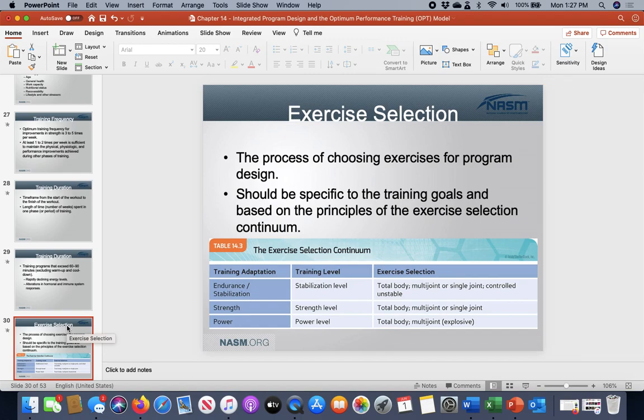It could be a total body routine. It could be split up. It could be multi or single joint. It just depends on what you're trying to achieve there. You might be doing supersetting with one exercise and following that with another exercise right after it. Whereas strength, again, it could be total body, it could be single, it could be multi-joint. So multi-joint meaning compound exercises like a squat or a deadlift or a bench press, things like that.